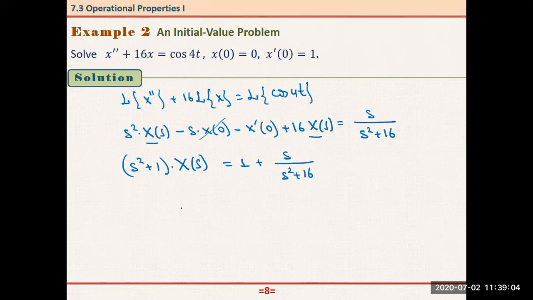So now if we divide both sides by this, then our X of s will be 1 over s squared plus 1, plus here we have s over, why did I write 1 here? It is 16, right? It is s squared plus 16, so here we have s squared plus 16 squared.